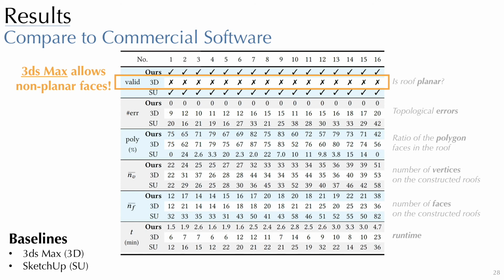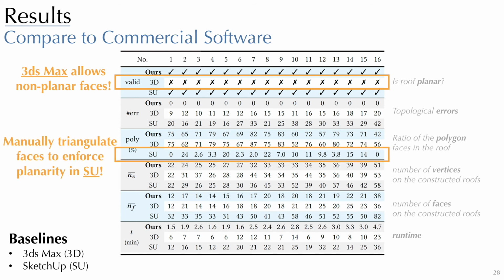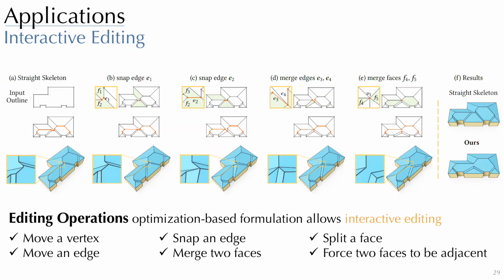We can see that the roofs constructed in 3ds Max are not planar. The number of polygon faces in the roofs constructed using SketchUp is very low since the expert has to triangulate faces to enforce planarity. Our method uses quasi-Newton for optimization, which is efficient. For example, it takes less than 5 minutes to construct a roof with more than 50 vertices, while it takes half an hour for modeling in SketchUp. As a comparison, our method is much easier to use and our constructed roofs have simpler topology.